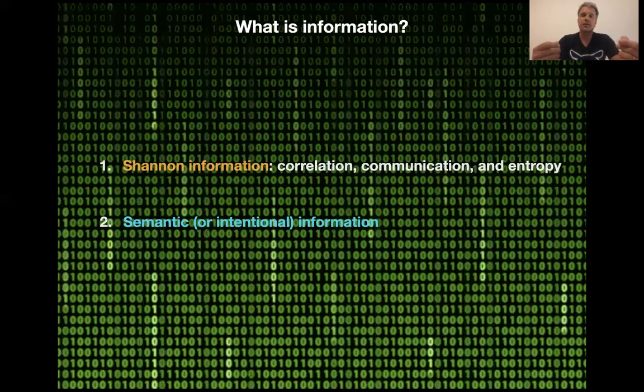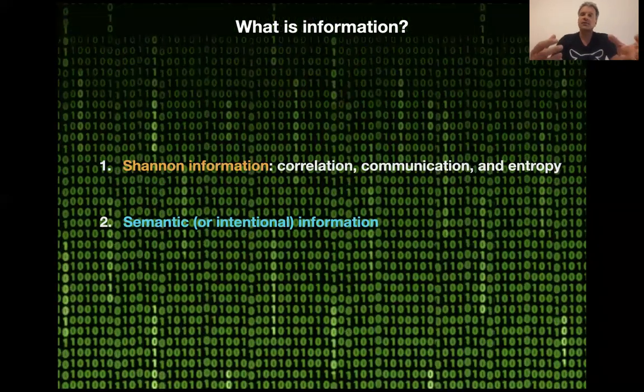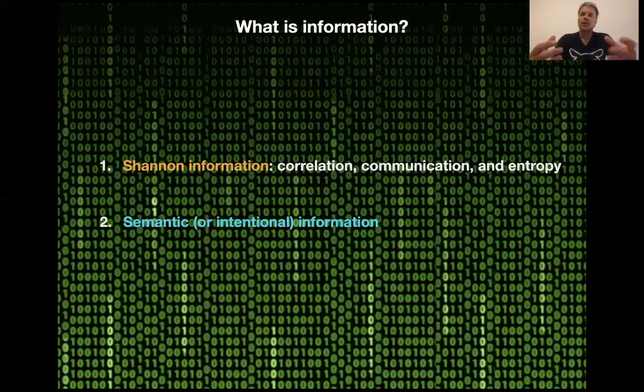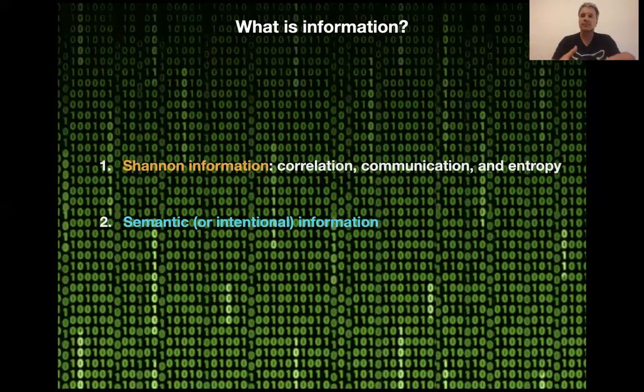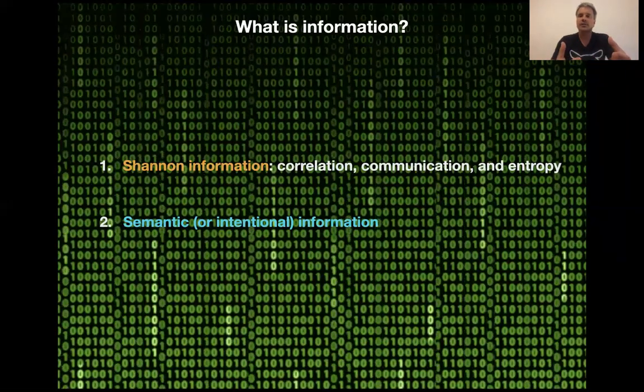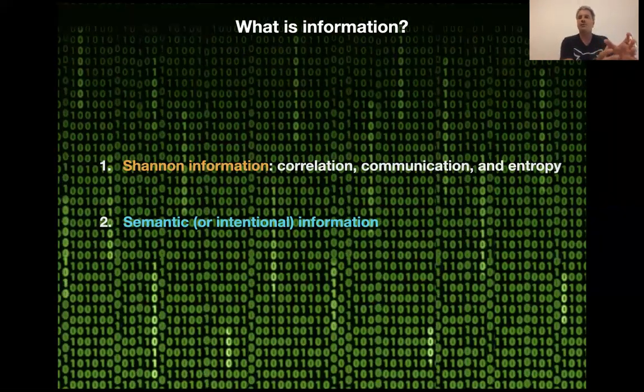You'll see. While with semantic or intentional information, you can imagine that there's a cell that gets an inductive signal, and it interprets it according to its circumstances. The cell is an agent. We'll see that in a later lecture.